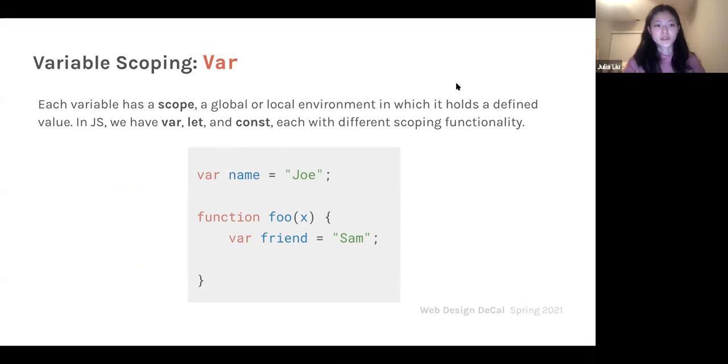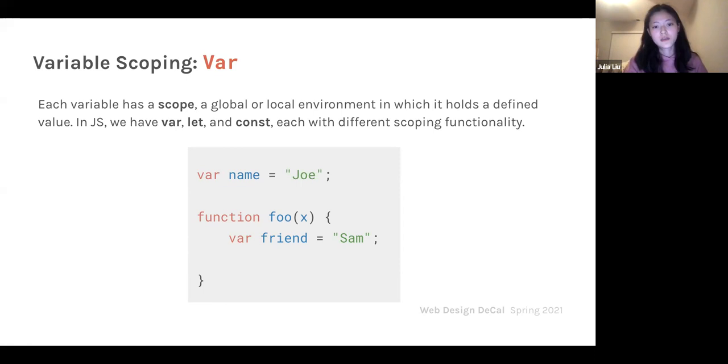Now, going more in depth about variable scoping. There are 3 different types of keywords that people use to declare variables, and they are var, let, and const. Each of these keywords has a different type of variable scoping, and you might be wondering what exactly a scope is. Each variable has its own scope, and it's basically a global or local environment in which it holds a defined value.